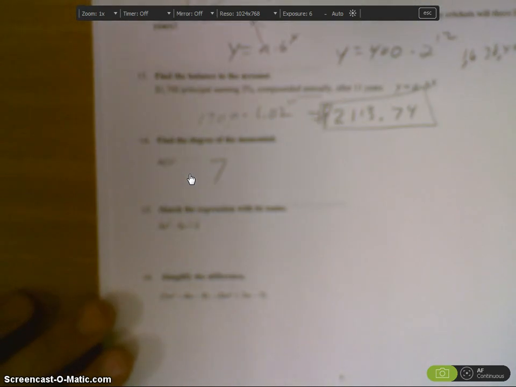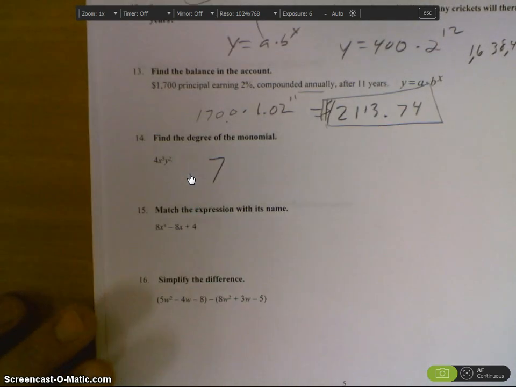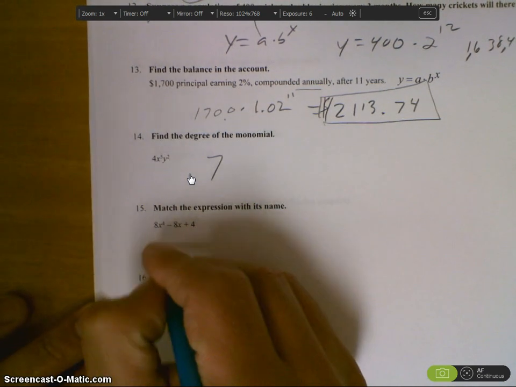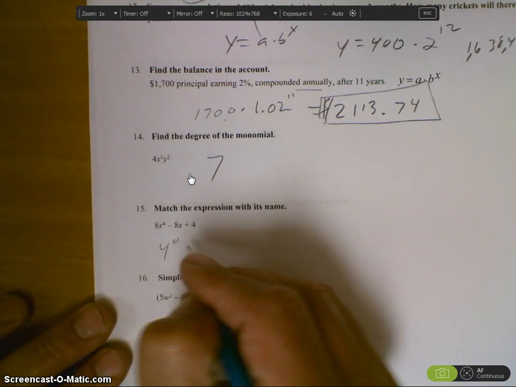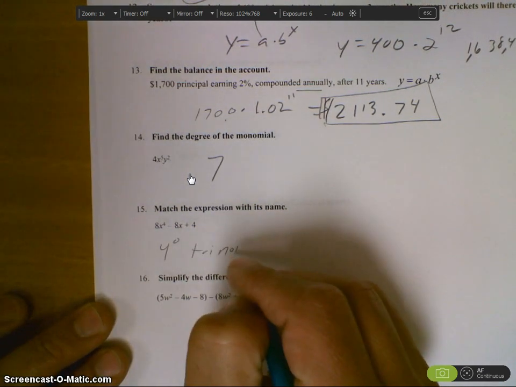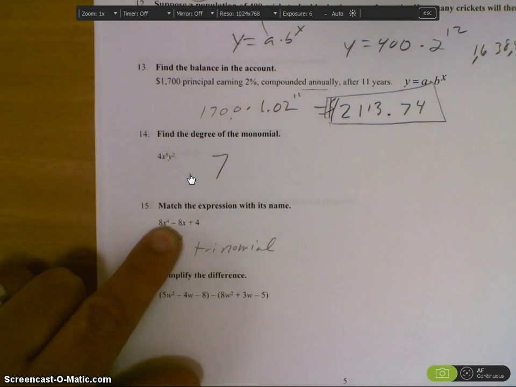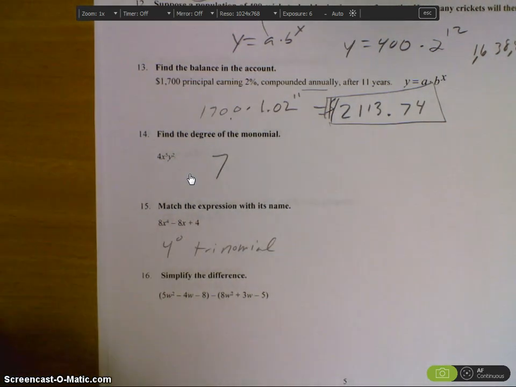Match the expression with its name. This isn't a multiple choice test, so we're just going to figure it out. This is a 4th degree trinomial. The biggest exponent is 4. There's 1, 2, 3 terms, trinomial, fourth degree trinomial.